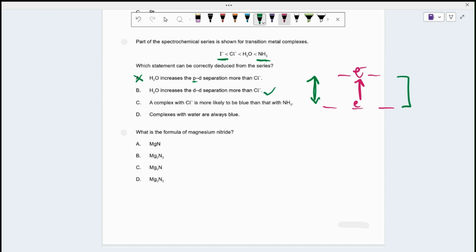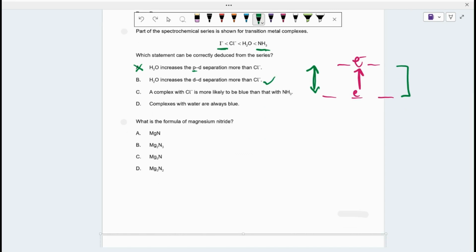Yeah, that's true. C, a complex with Cl minus is more likely to be blue than that with ammonia. Well, if the observed color is blue, then the color that it is actually absorbing is the complementary color, which on the color wheel is orange. So if it looks blue, it means it is absorbing orange. Now, orange is a lower energy form of light. So that would make sense, right?